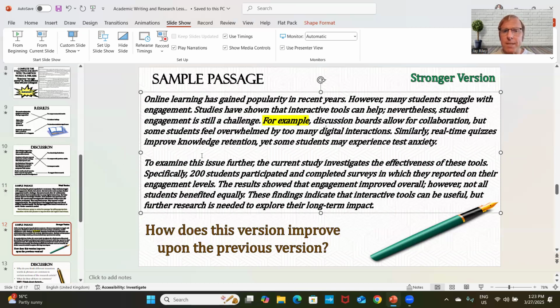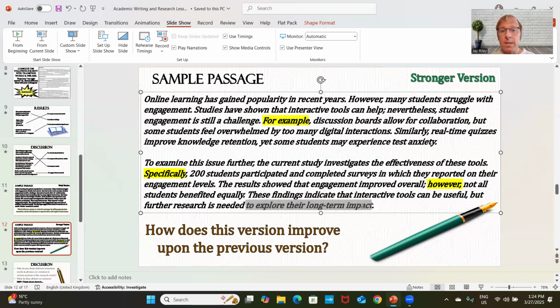Let's continue here. To examine this issue further, the current study investigates the effectiveness of these tools. Specifically, 200 students participated and completed surveys in which they reported on their engagement levels. That's expanding on what they've said previously. The results showed that engagement improved overall. However, not all students benefited equally. These findings indicate that interactive tools can be useful, but further research is needed to explore their long-term impact.